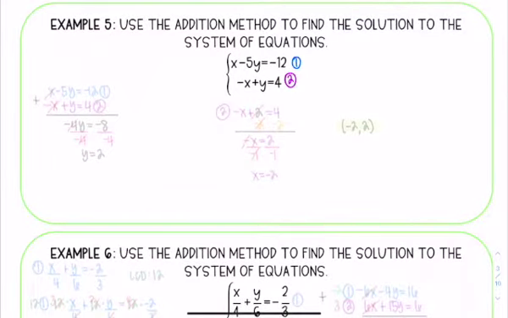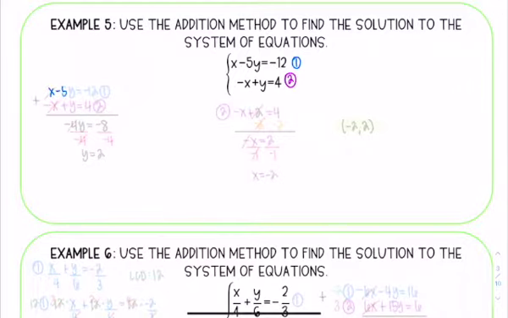And so looking at these two equations, I can see that I have 1x and I have negative 1x. So if I were to add these together, then they would eliminate. And this is perfect. That's exactly what we want to happen. So we don't need to multiply, we just need to add these together.